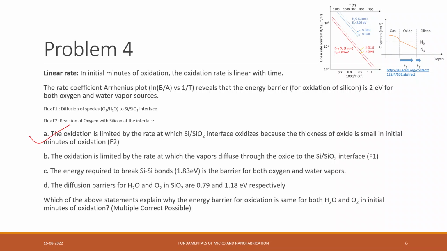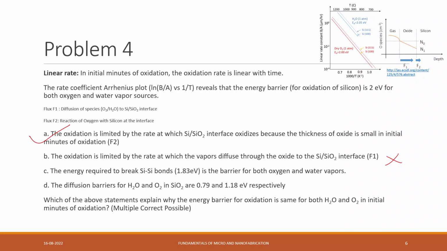So the B option, the oxidation is limited by the rate at which vapors diffuse through the oxide to the silicon oxide interface, is not a correct option, because diffusion happens quite rapidly. The rate determining step is this surface interface oxidation.